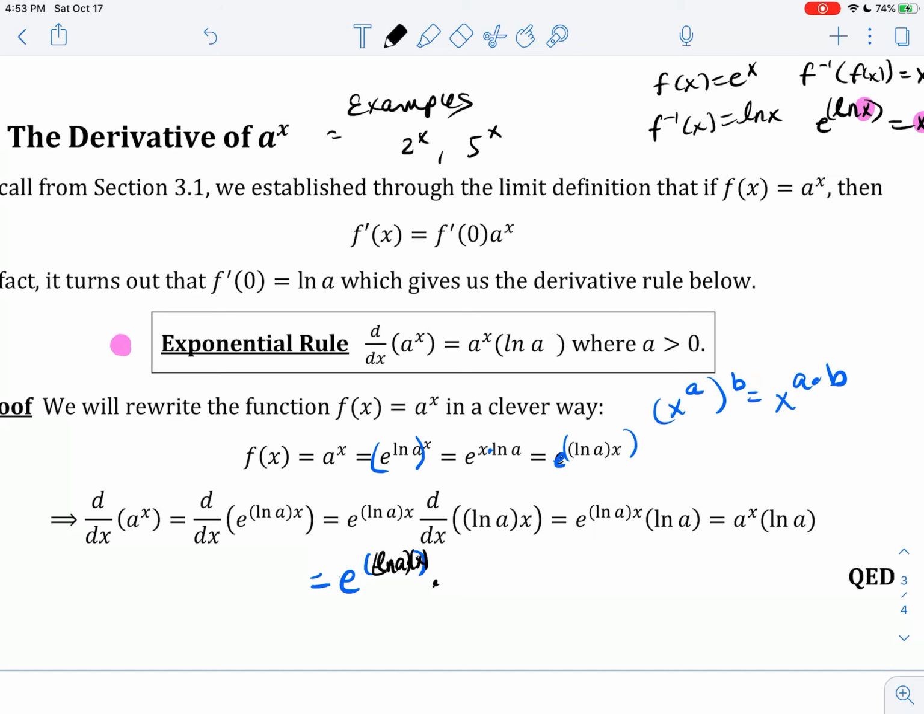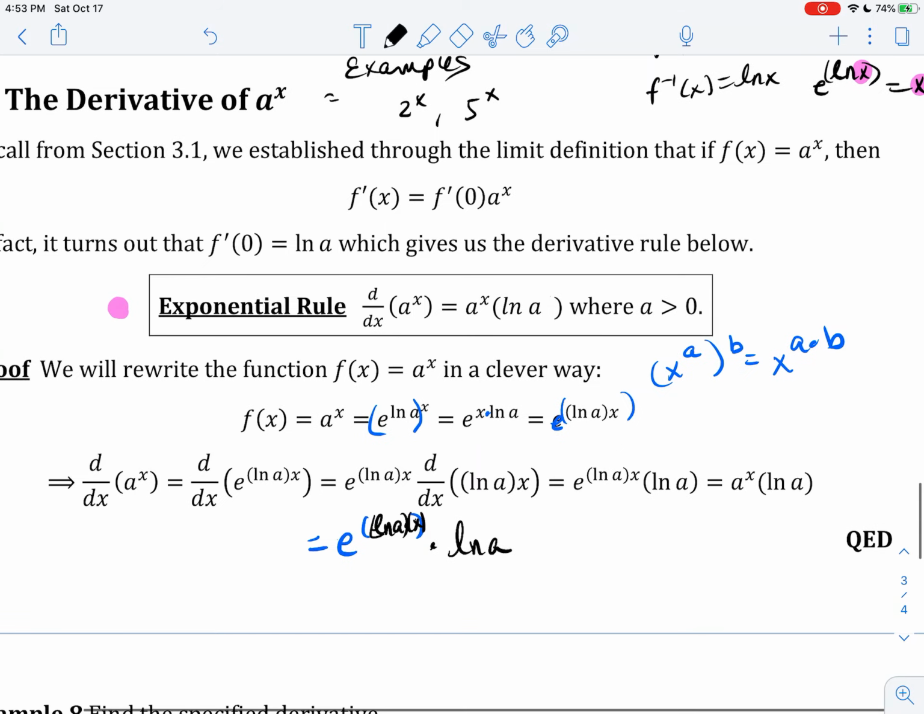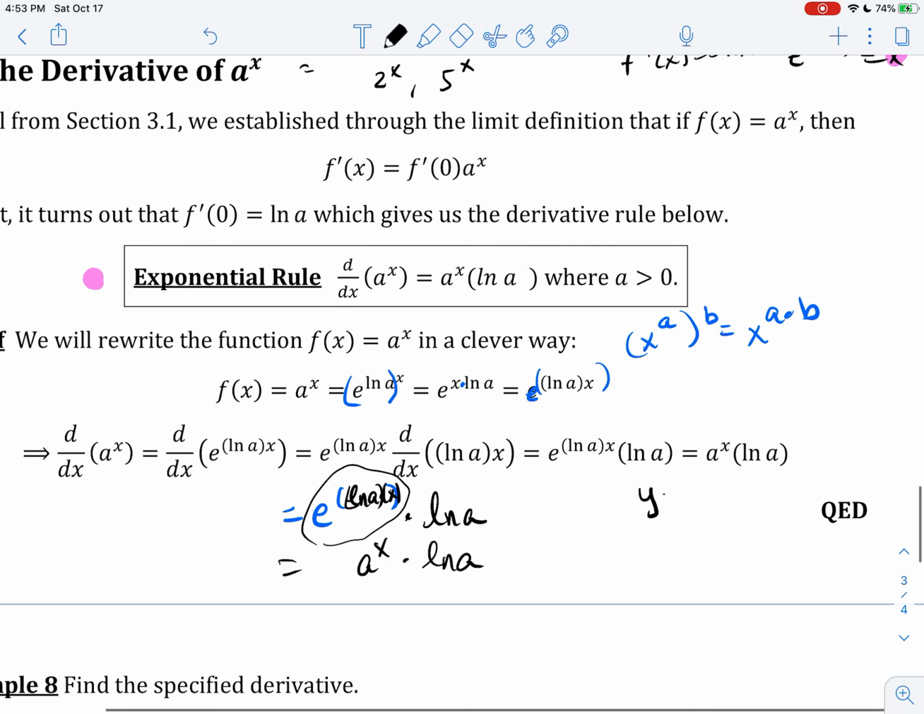And the derivative of the inside, if it's something like 5x, it's just going to be 5. So this is just going to be ln of a. And now we can rewrite this back as a to the x times the ln of a. And it does match up.